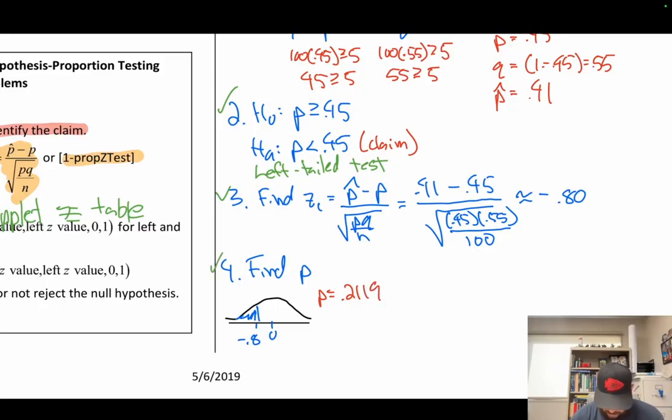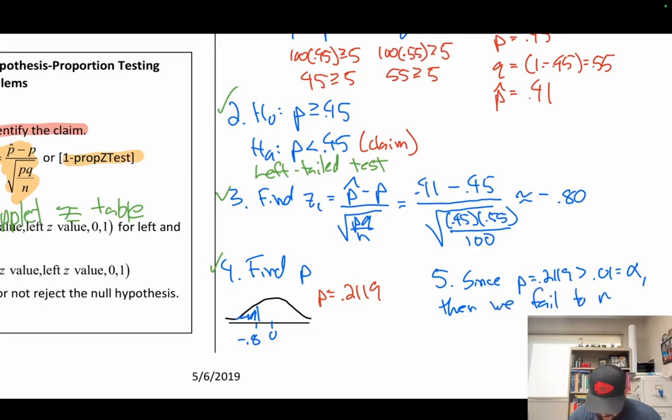Now we're looking at step 5. Since our p, which equals 0.2119, is greater than our 0.01, which was our alpha, then we fail to reject our null hypothesis.